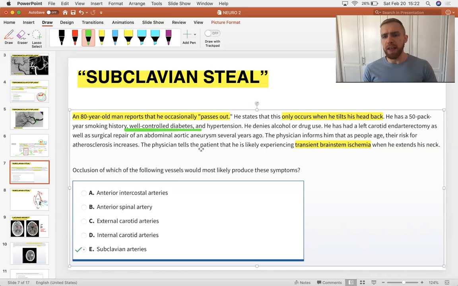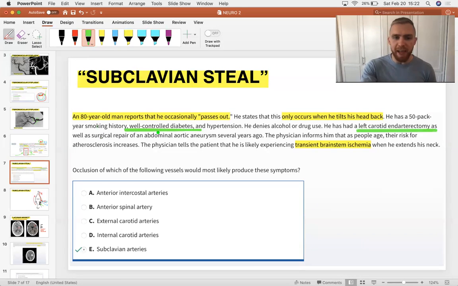The guy has a history of a left carotid endarterectomy as well as a surgical repair of an AAA. This is further confirming, hey, this patient has atherosclerosis. You can treat this patient as though they have fatty plaques everywhere. So then you, the doctor, inform the patient he is likely experiencing transient brainstem ischemia when he extends his neck. Occlusion of which of the following vessels would produce these symptoms?